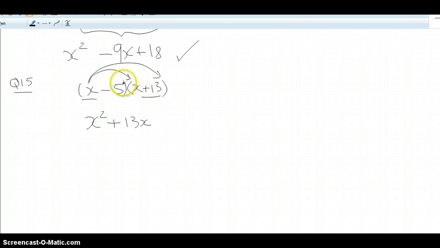Now, inside, minus 5. I don't know how many times I've had to mark incorrect signs. You can tell I'm passionate about it. Minus 5x. Okay. Minus 5 times x is minus 5x. And then minus 5 times positive 13. What's that? 65.